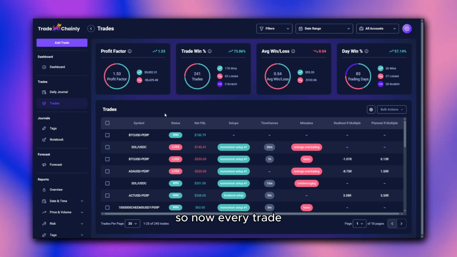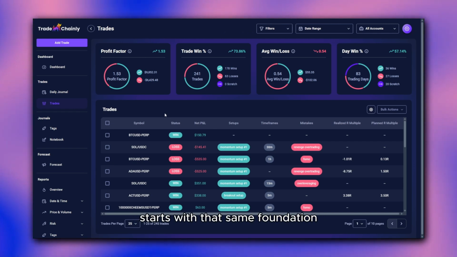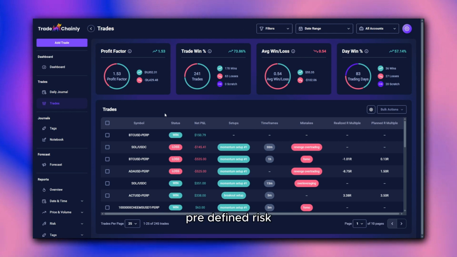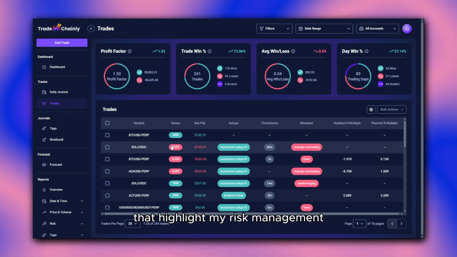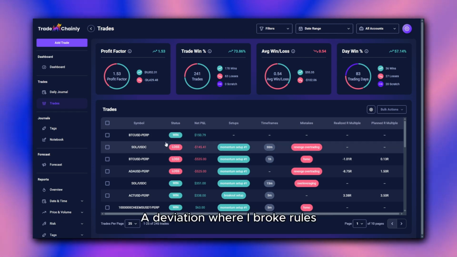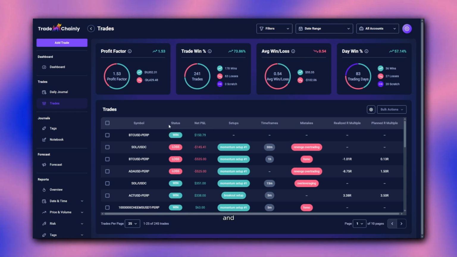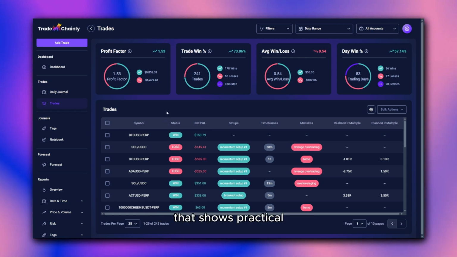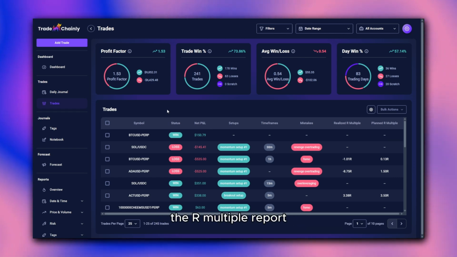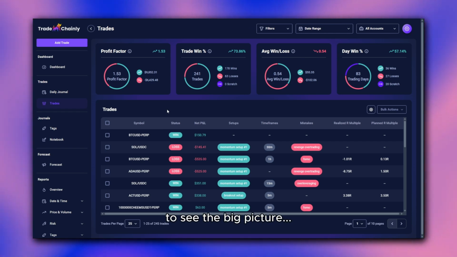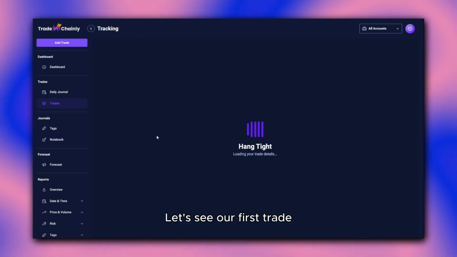So now every trade you're about to see starts with that same foundation, predefined risk. I'll walk through 3 trades that highlight my risk management: a textbook winner, a deviation where I broke rules, and a disciplined scalp that shows practical risk management. I'll show some simple math and then we'll pull the R multiple report to see the big picture. Let's see our first trade.